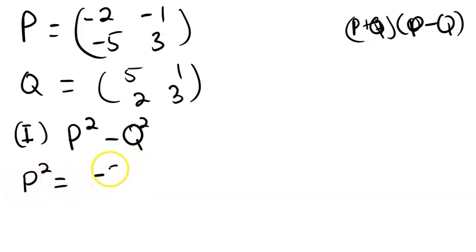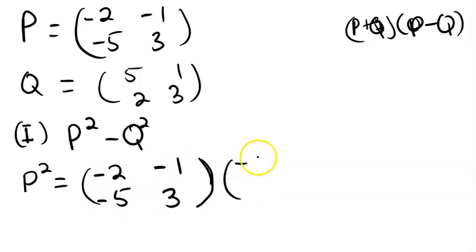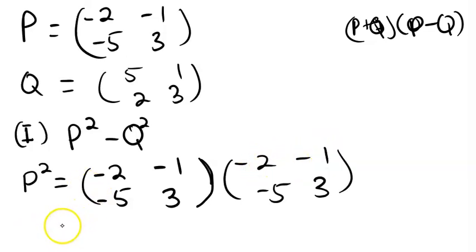Now this is minus 2, minus 1, minus 5, 3 times the same matrix, right? Now this is first row, first column. So minus 2 times minus 2, that will be 4. Then minus 1 times minus 5, that will be plus 5. Then we go to first row, second column. Minus 2 times minus 1, that is positive 2. Then minus 1 times 3, that is minus 3.